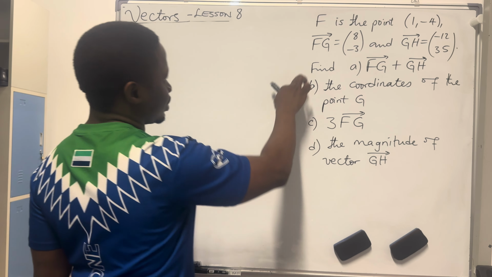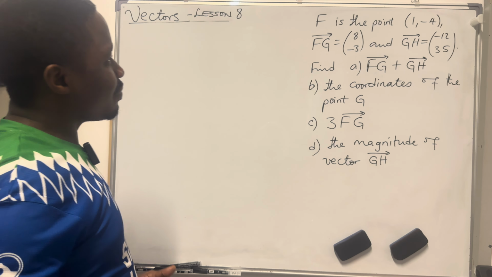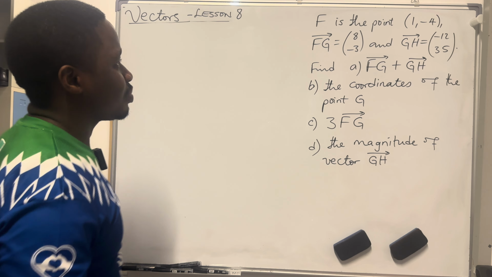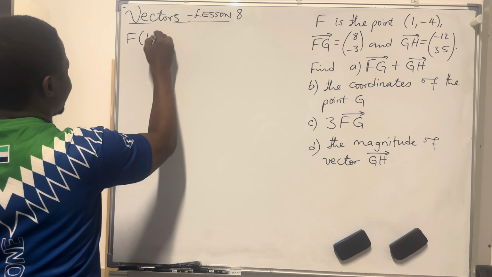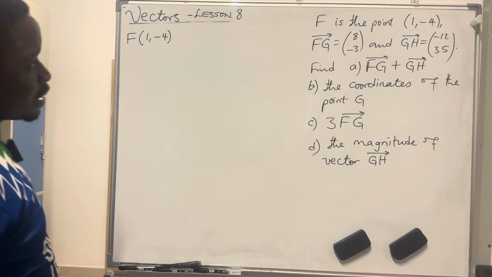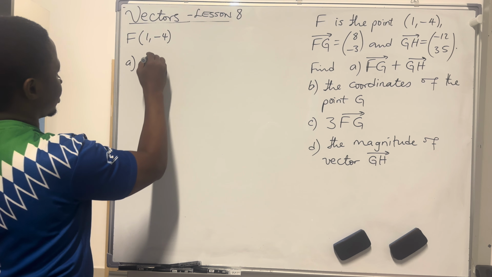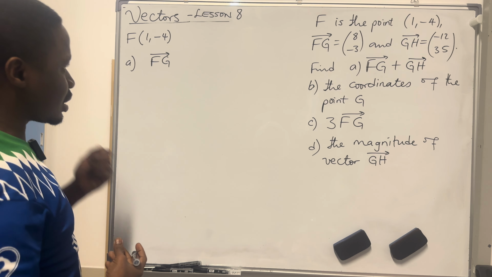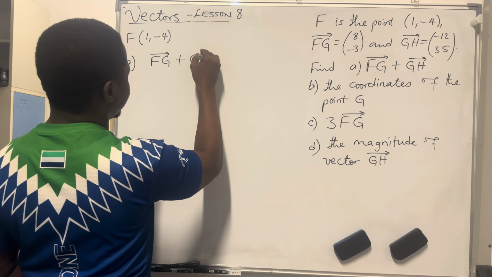We have four problems to solve, but we are given that F is the point (1, -4). These are the coordinates of point F. Then A is to find what? Vector FG. The arrow at the top shows it's a vector. That is from F to G plus GH.